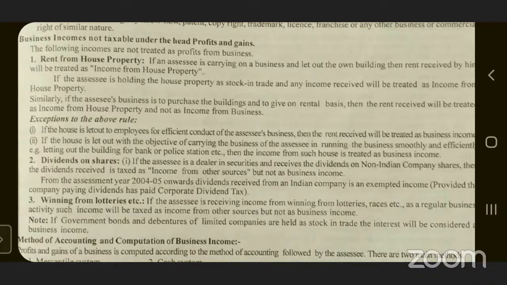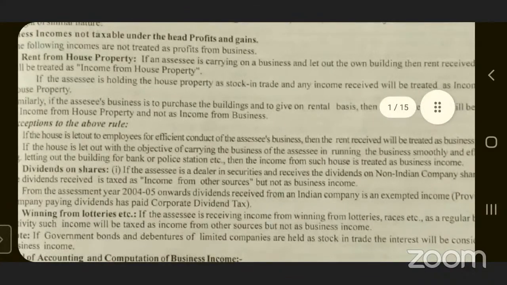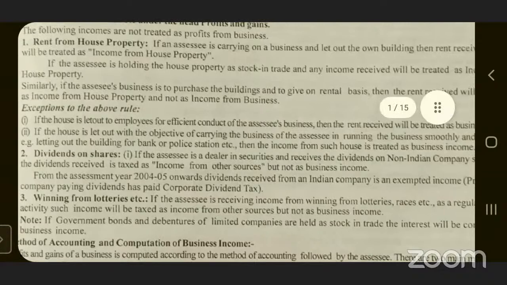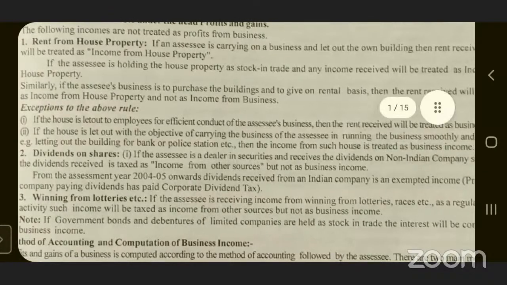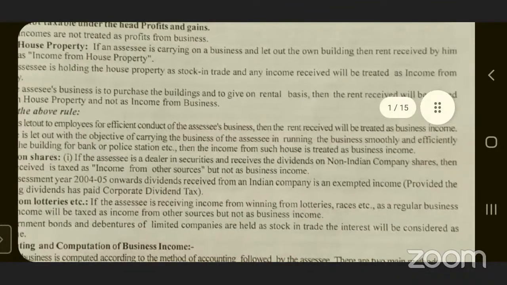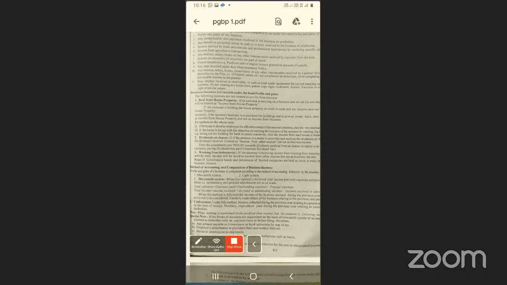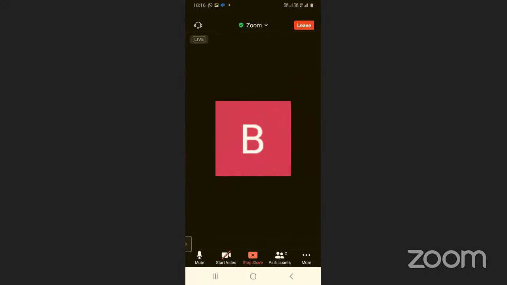Next, if the house is let out with the object of carrying on the business of the assessee, running the business smoothly and efficiently. So letting out the building for a bank or police station, etc. The income from such a house is treated as business income. So he is giving it on rental basis itself. He is letting it out. Even then that is considered as business income only, not income from house property. Thus, we need to understand it clearly. Next.